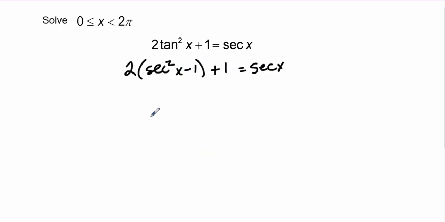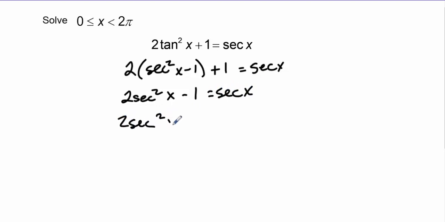And now notice I've turned the problem from 2 different functions into one function. So I have basically 2 secant squared of x minus 2 plus 1 is minus 1, equals secant of x. Set it equal to 0. Factor.